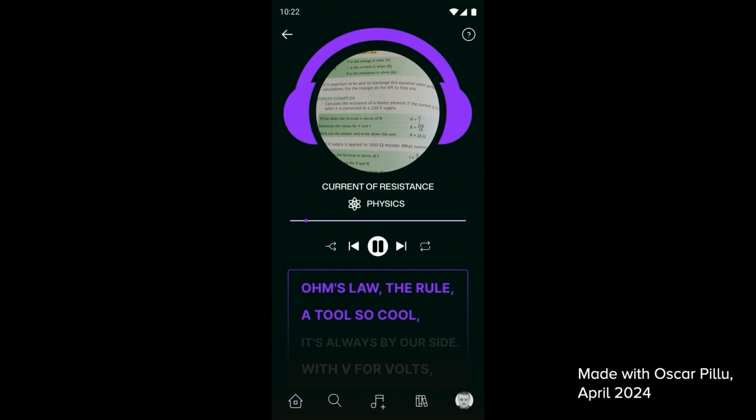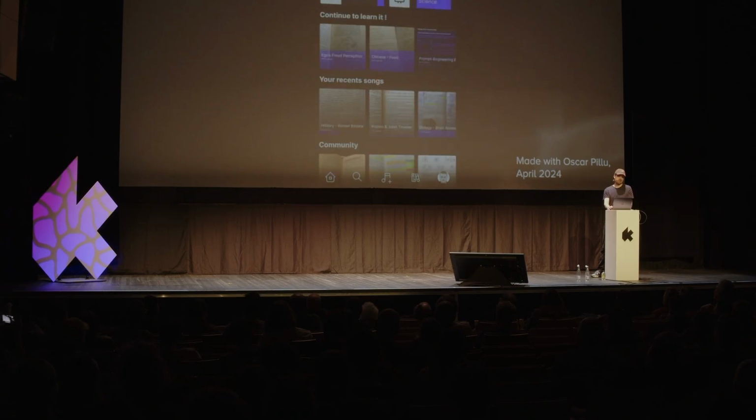Unstoppable, a tool so cool, it's always by our side. With V for volts and I for flow are the resistance why. V equals I times R, it's how we verify. R is V over I when resistance we apply. For current, I equals V over R, these rules we can't deny. V equals I times R, it's how we verify.